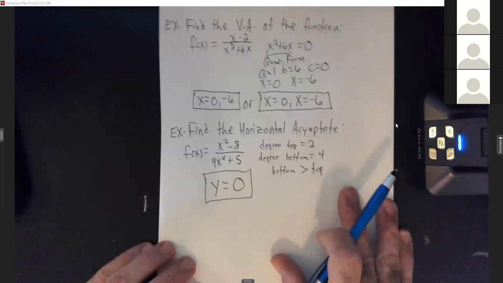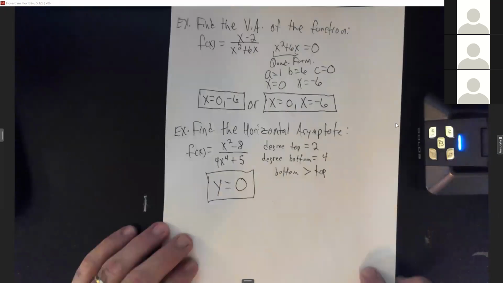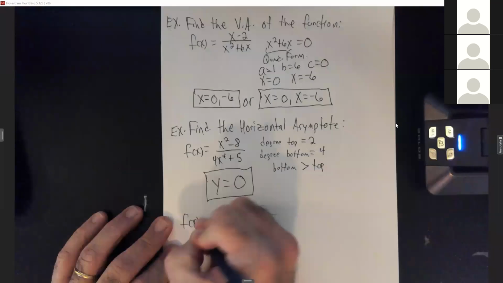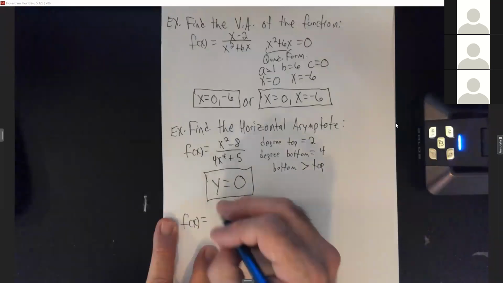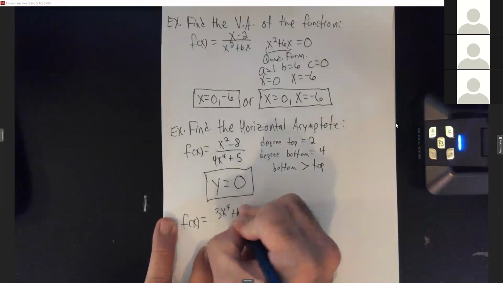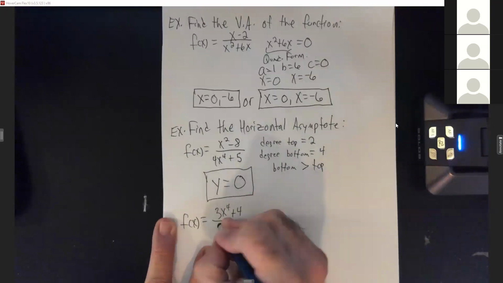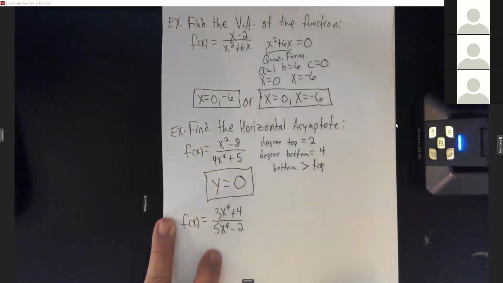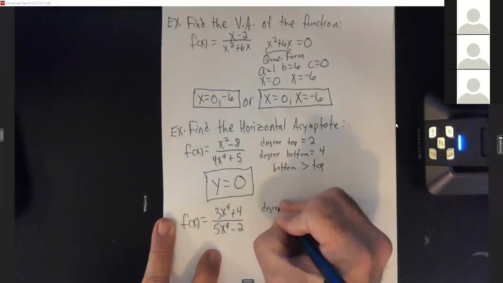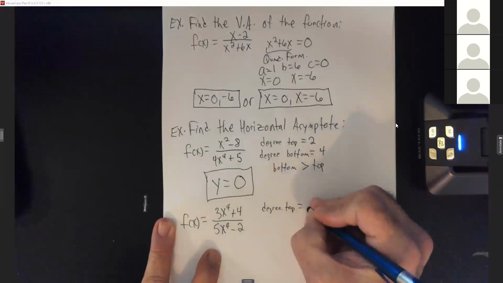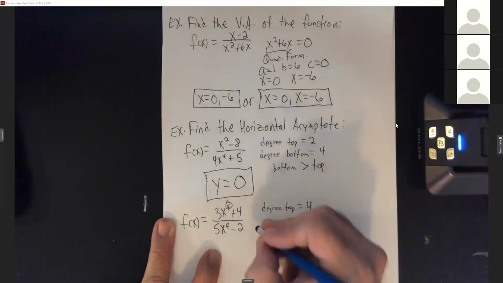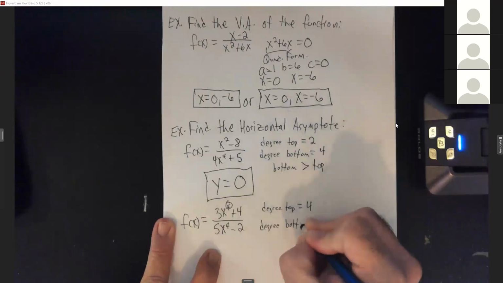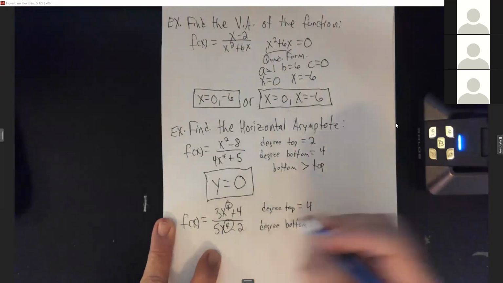All right, one more of these, and then I think that'll be it for these for today. So this one, we're going to have f of x equals 3x to the 4th plus 4 over 5x to the 4th minus 2. So let's see, the degree on top is going to be 4, because that's my highest exponent. The degree on the bottom is going to be 4, because that's my highest exponent.